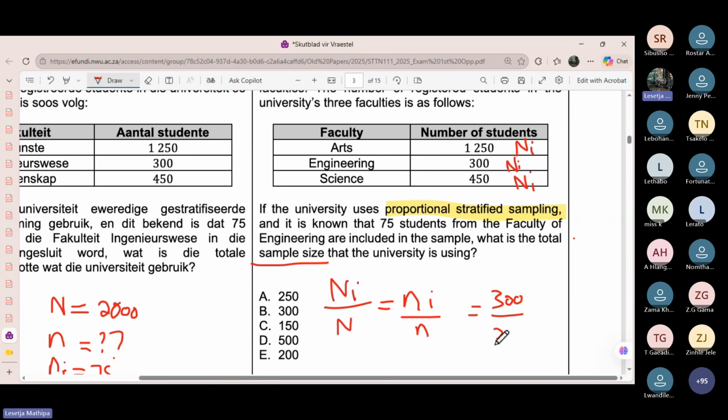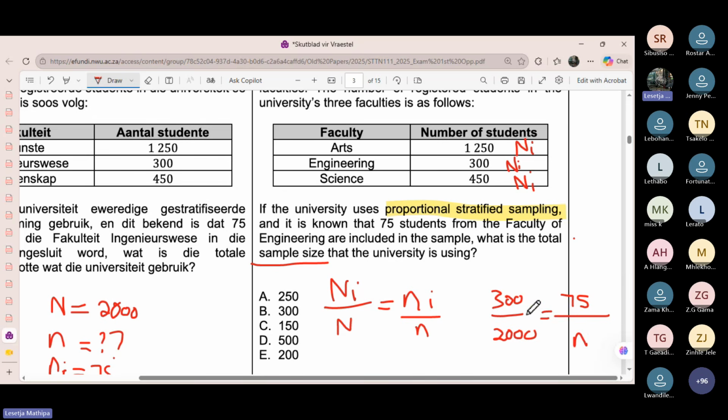Divide by 2000, like this, 2000, then which is equal to what? Now it's equal to, let me just do this. That makes sense. Okay, like this. Then which is equal to what? The small letter i is 75. 75 divided by n. Then what?